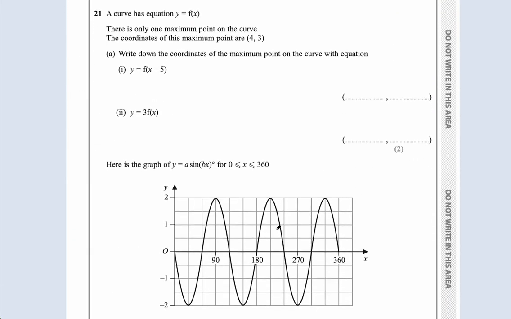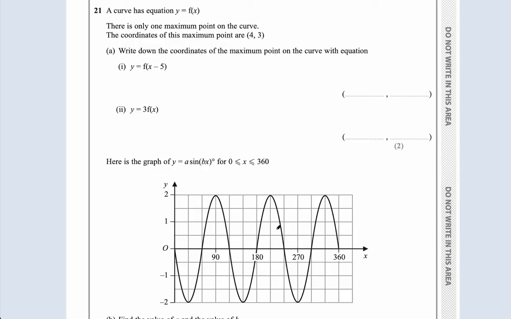Question 21. A curve has equation this. There's only one maximum point on the curve. The coordinates of this maximum are 4, 3. Write down the coordinates of the maximum point on this curve. Right, so I don't know what this curve looks like. They haven't told me, but they say it's got a maximum. So this is the maximum point, and it says the coordinates are 4, 3. So what happens to this maximum point under these transformations?